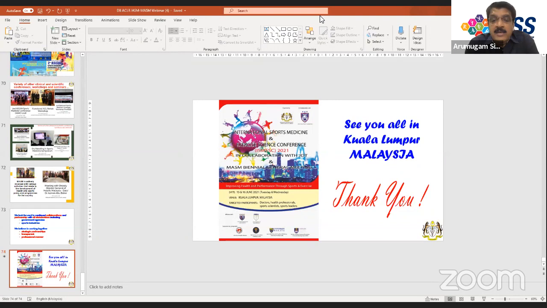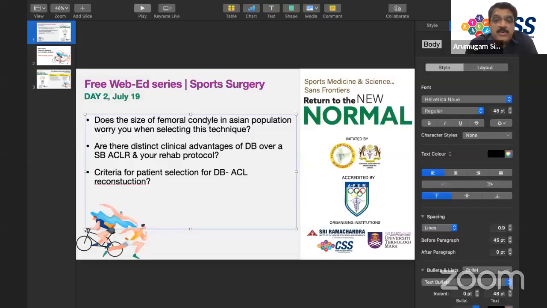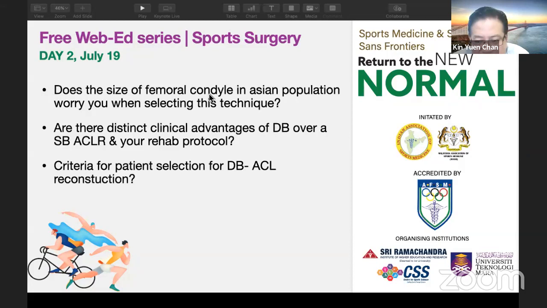And one question: for all your ACL reconstructions, do you do a double bundle ACL reconstruction, Dr. Chan, or how do you choose them? No, it depends on the patient and or the athlete. For a high demand athlete, then the BTB would probably be a better option. But I would discuss with the patient themselves whether they would prefer one or the other. But the majority of my practice will be mainly double bundle.